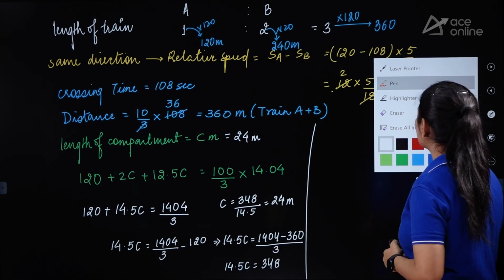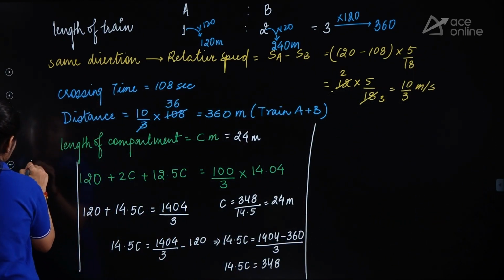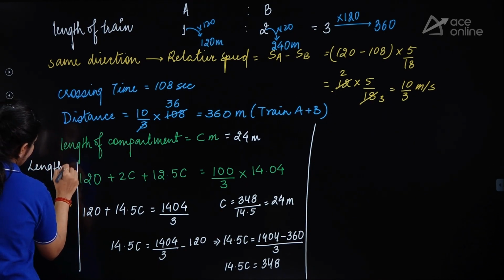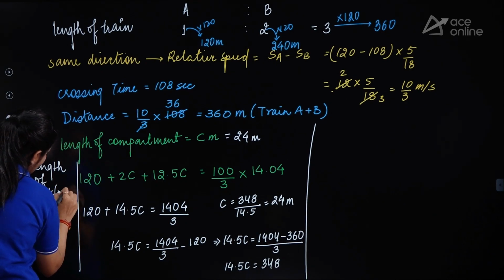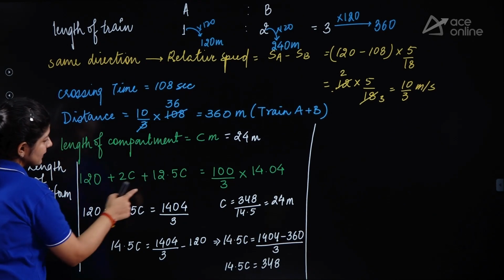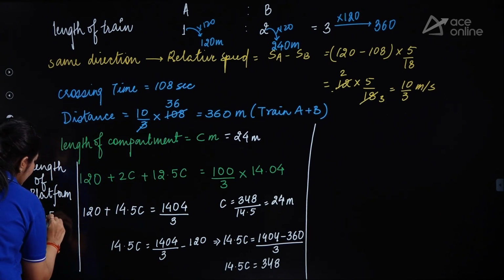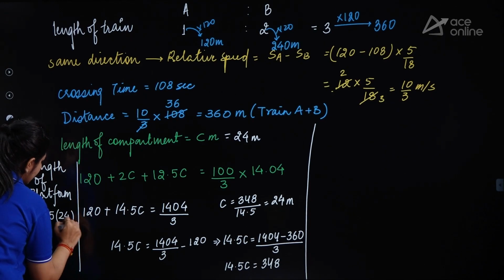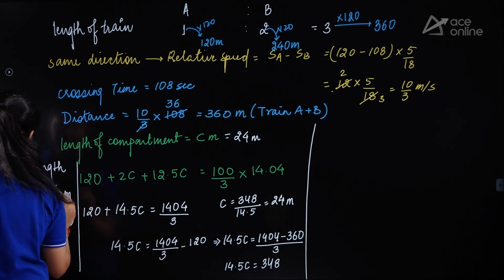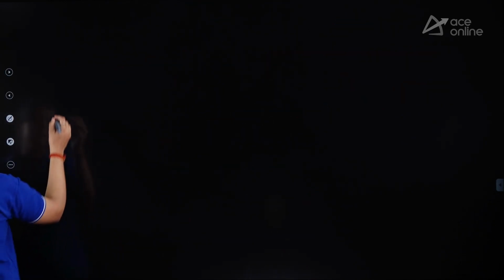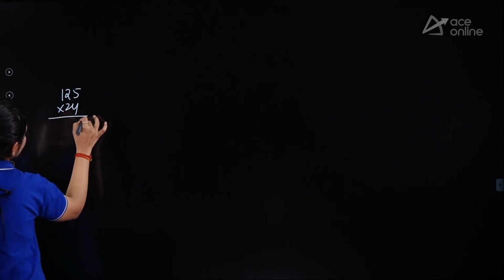Okay, so first we are going to calculate the length of the platform. The length of the platform is 12.5 into 24. This is the length of our platform. So this is nothing but 125 into 24. We just simply did the multiplication.